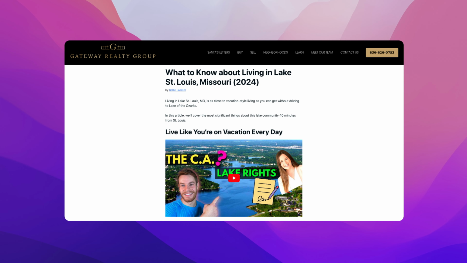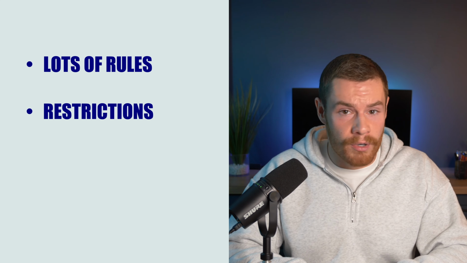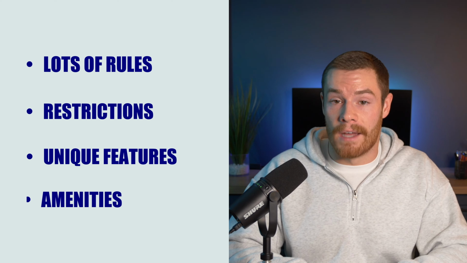So for this real estate team, we made an article about a lake community. It's a very nuanced area with a lot of rules, restrictions, unique features, and amenities that make it completely different from the areas around it. Now, not every area you're going to talk about is going to be like that, but the more nuanced and the more specific details you can find about an area, the better.